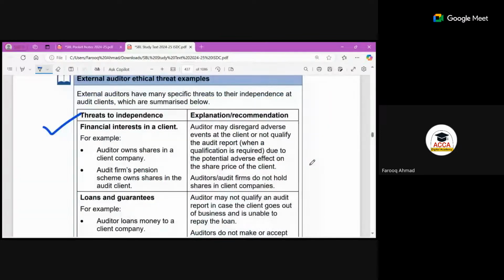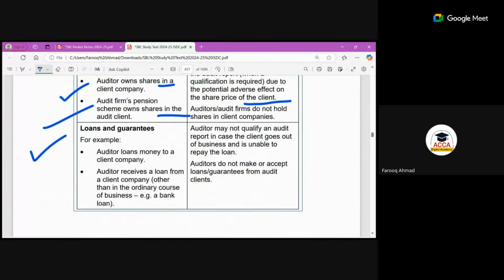Students, let's go back to this area. They have an external auditor and ethical threat example. Threat to independence: the auditor owns shares in a client company. This is a financial interest. Explanation, recommendation: the same way, there is a risk. They have a share purchase price, and they can control. So there should be a limitation. Audit firm's pension scheme owns shares in the audit client. So these are the examples. So just read, go through. Loans and guarantees are also there.